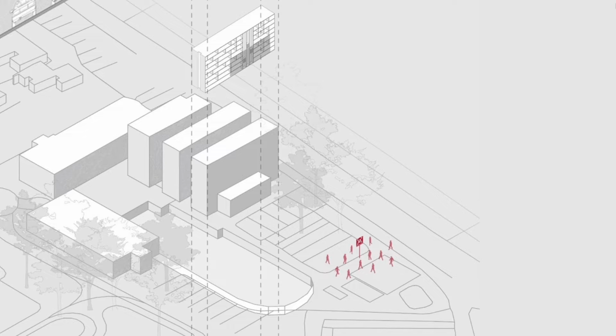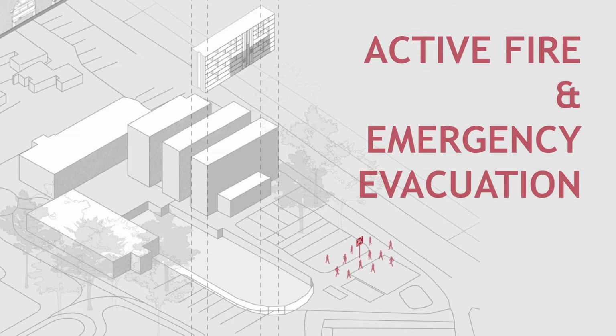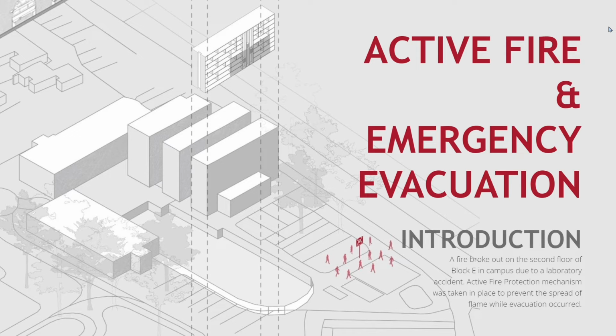So, there's a fire in the building. What are you going to do? Good morning, everyone. We are Group 9, and today we'll be doing the topic about active fire and emergency evacuation. Using a university campus as a narrative site, a hypothetical fire has broken out on the second floor of Block E due to a laboratory accident.